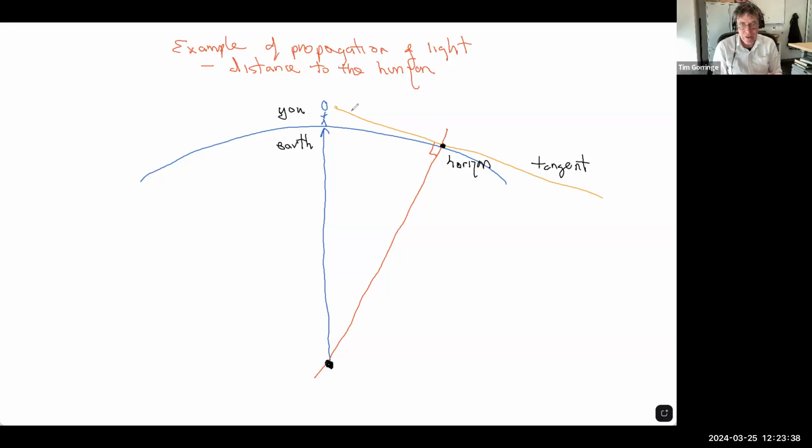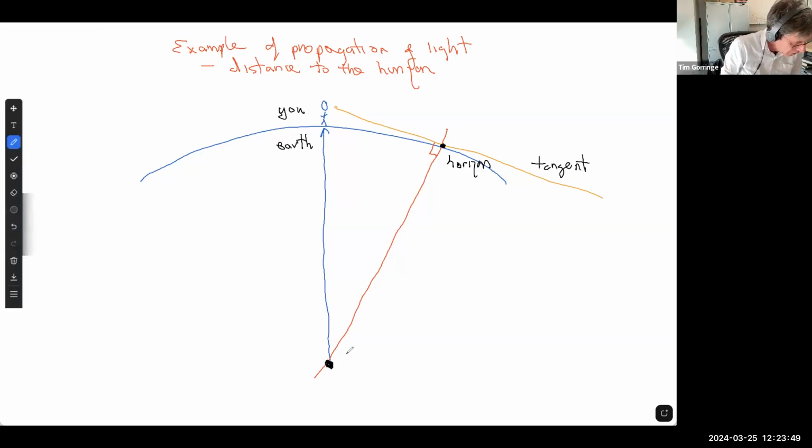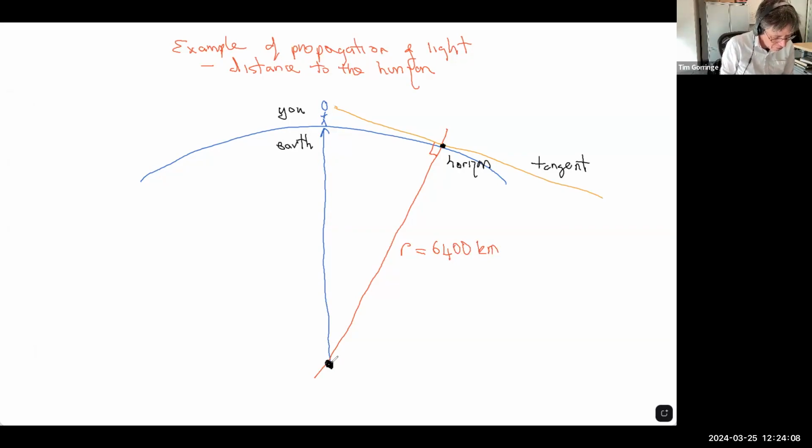Okay, so now I'm going to add some numbers and some symbols to this sketch. Firstly, the radius of the Earth. If you look up the radius of the Earth, it's about 6,400 kilometers. And so I'm going to add an indication of that here, that this red line from the center of the Earth to the Earth's surface is 6,400 kilometers in length. We'll call that R for radius.